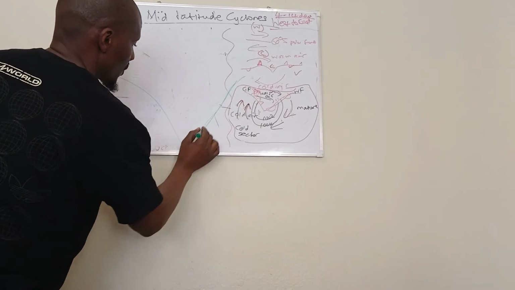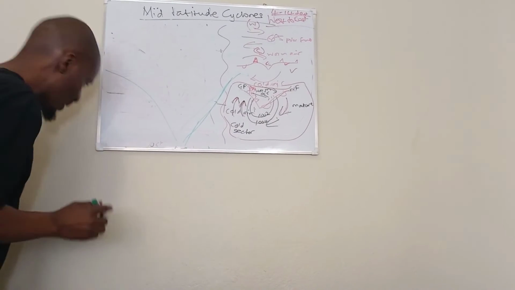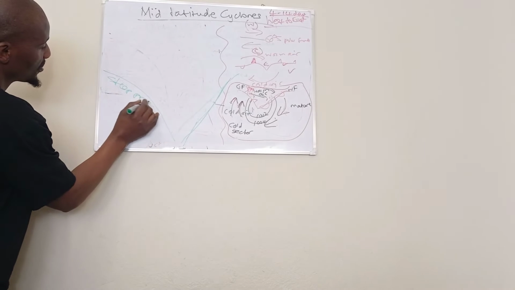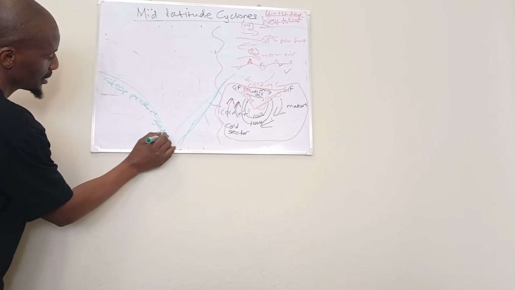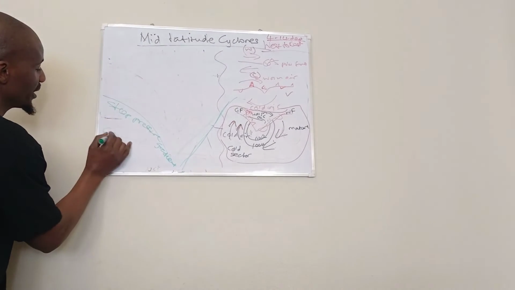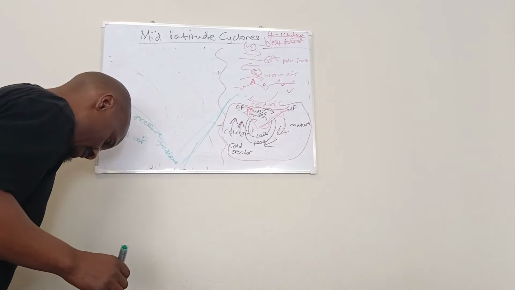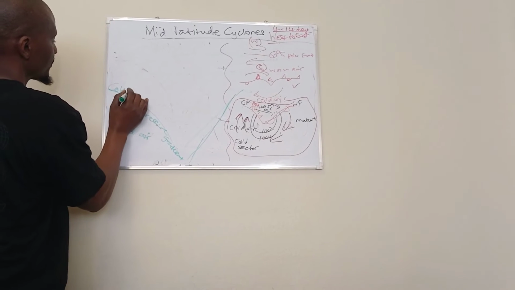Let me put it like this. This one, I'm not going to put the symbols to denote changes. Here we have got a steep pressure gradient. What else do we have? We have cold air here. Then here what do we have? We have got the cold front.